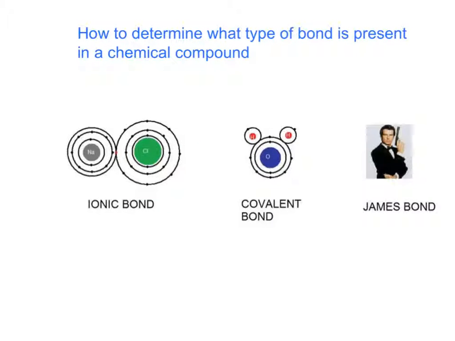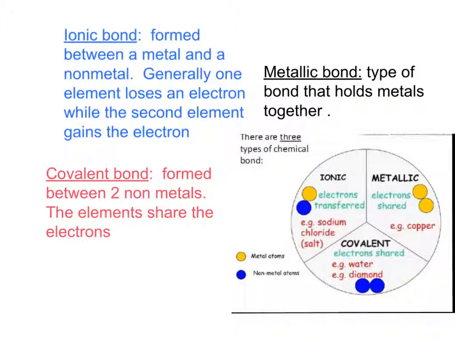This video will show you how to determine what type of bond is present in a chemical compound. Now, the three types of bonds that we will cover in this video will include ionic bonds, covalent bonds, and metallic bonds. So let's review the three types of chemical bonds.